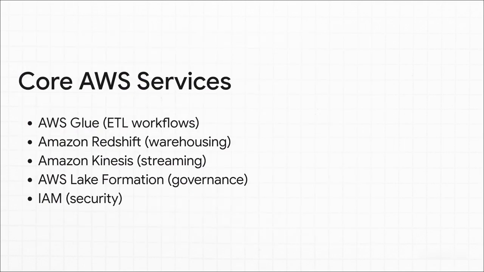And to do all that, you've got to know your tools. We're talking about the heavy hitters here. You've got AWS Glue for all your ETL stuff, Amazon Redshift for data warehousing, and Kinesis for when you're dealing with real-time data streams. And of course, you can't forget about governing it all with Lake Formation and locking it down with IAM. These services are really the foundation for becoming a true data pro on AWS.